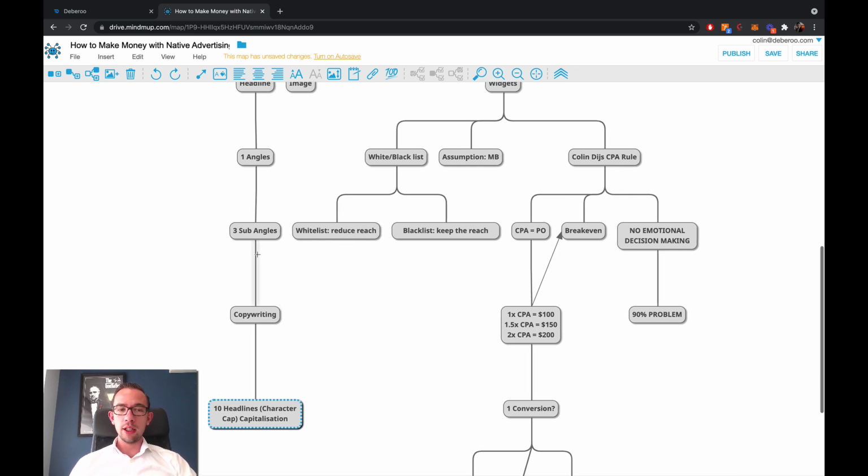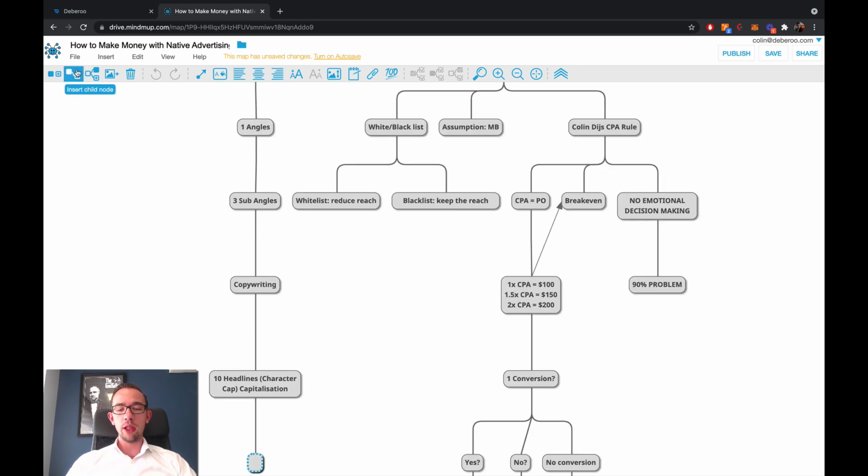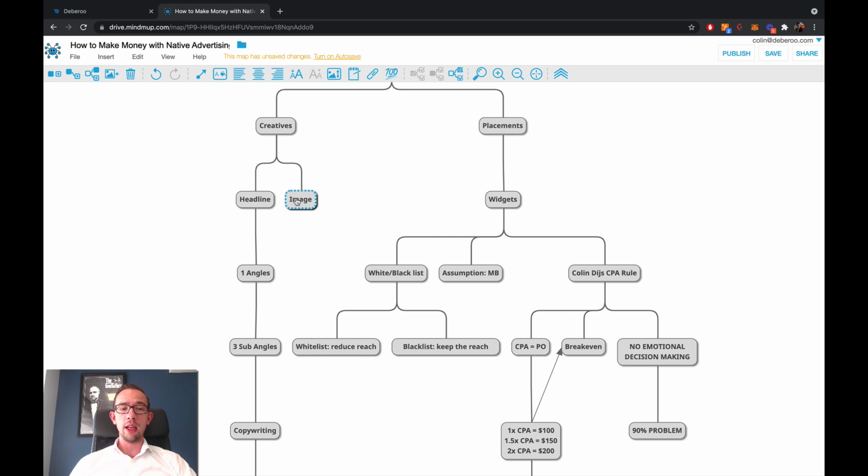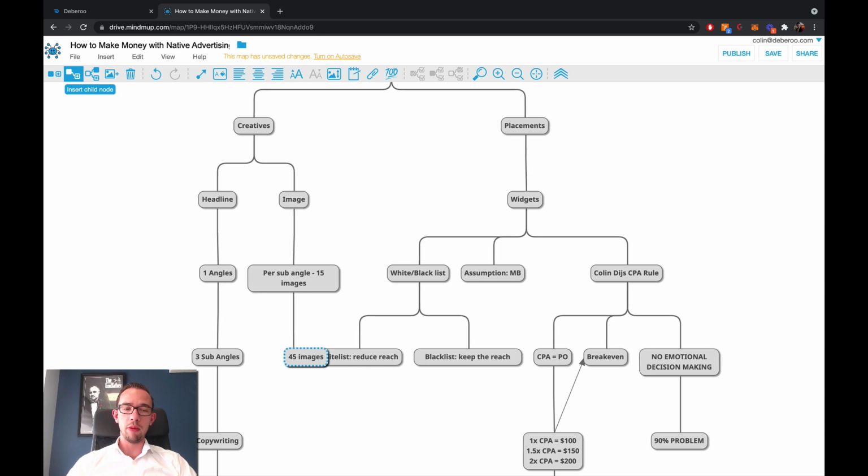We write 10 headlines. You have 30 headlines in total. And all we do is we take 2 headlines. So out of the batch of 30, we only take 2. That's what I like to start with. And then we go with the images. So per sub-angle, I like to do maybe 15 images, which means you end up with 45 images.